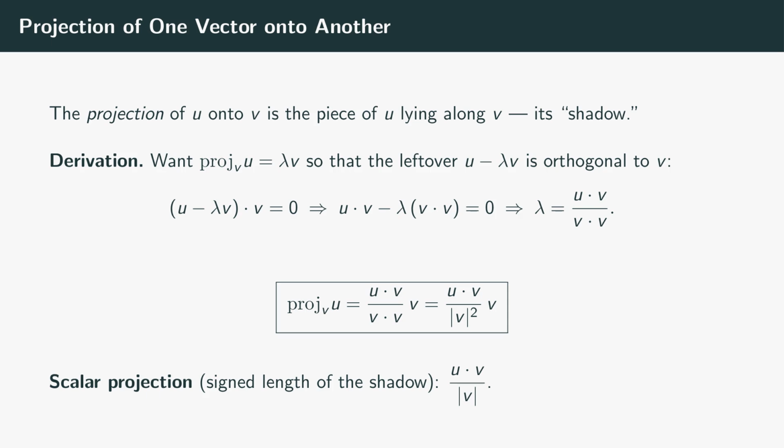Plug back in, and the projection of U onto V is (U dot V over V dot V) times V, or equivalently U dot V over the magnitude of V squared, times V. If you only want the length of that shadow, the signed scalar projection, it's U dot V divided by the magnitude of V. Projection is how we decompose any vector into a part along a direction and a part perpendicular to it, and it returns constantly, in least squares, in Gram-Schmidt, everywhere.